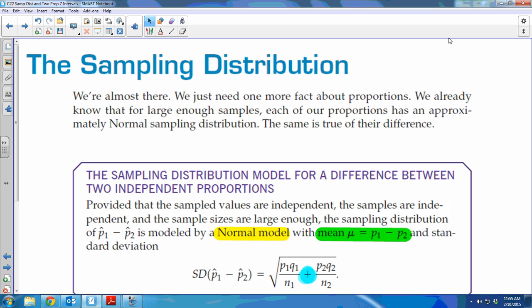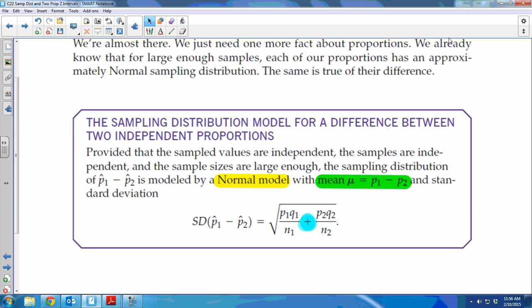That's nice. We know all about normal models. Perfect. The mean, the center, what we expect the difference to be, is always P1 minus P2, the proportion for the first group minus the proportion for the second group. But then we have to have a standard deviation. So here's our standard deviation. That's pretty much the same standard deviation formula we've been using, just twice. But we're doing differences, so why is there a plus sign in the middle?